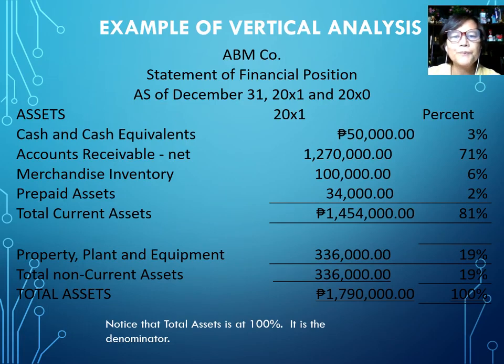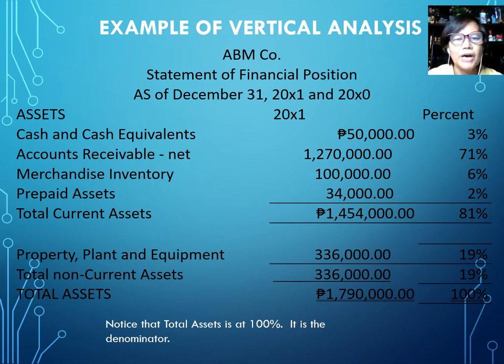Okay. So, the example of vertical. Vertical is pababa. Yung horizontal, pahalang, from left to right. Whereas in vertical analysis, from top to bottom. Okay. So remember that in vertical analysis, the denominator is the total assets as far as the statement of financial position is concerned.